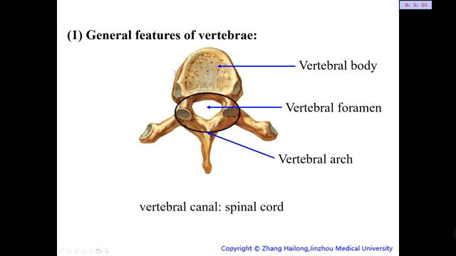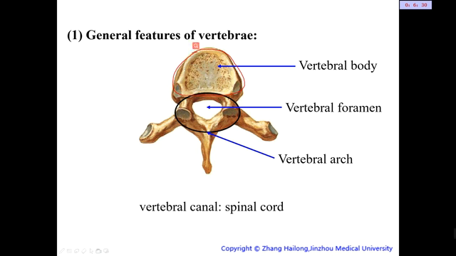First, let's see the general structure of one vertebra. This view is the superior view of one vertebra. You see it from the top. Here is the anterior, here is the posterior, here is the superior. In front of it there is a very big mass. This one is the vertebral body. Here is the big body.